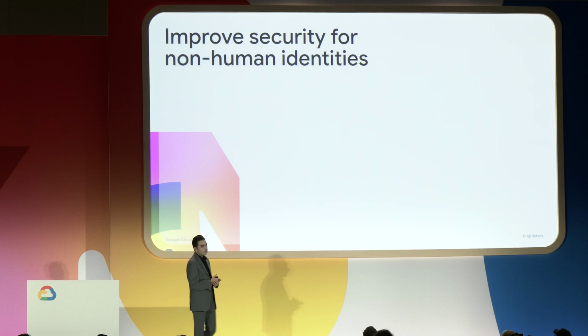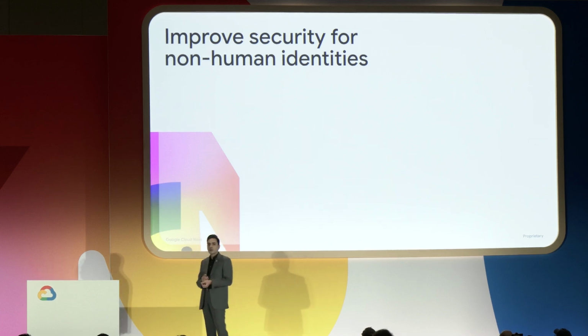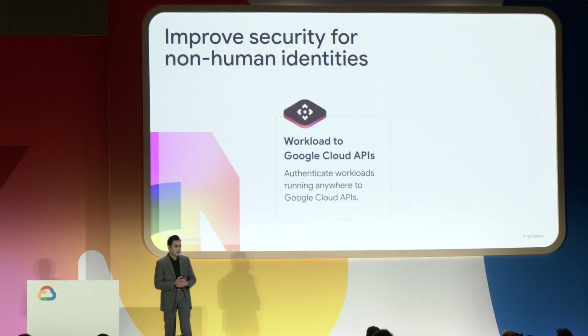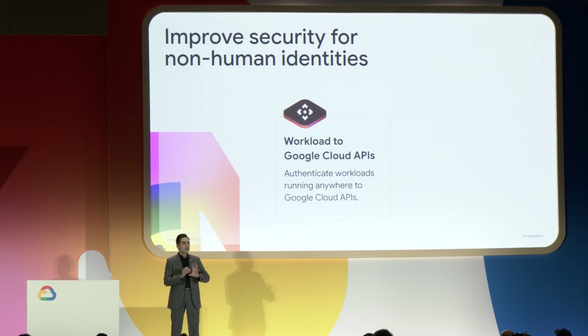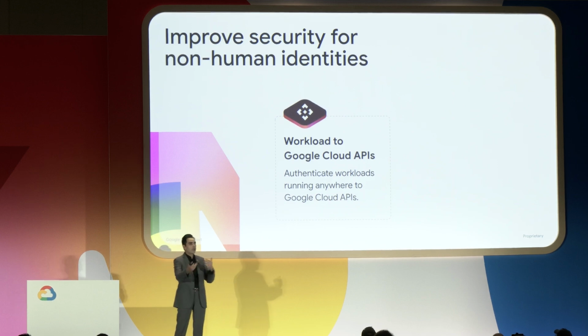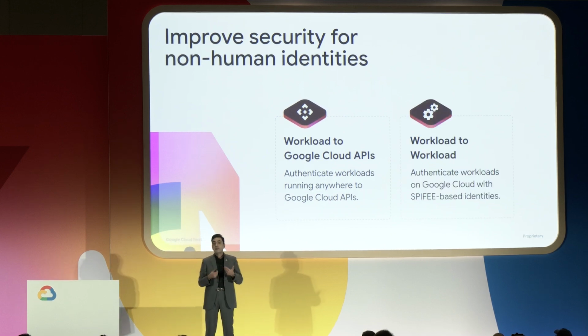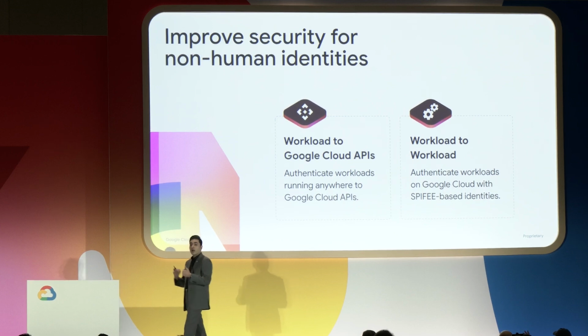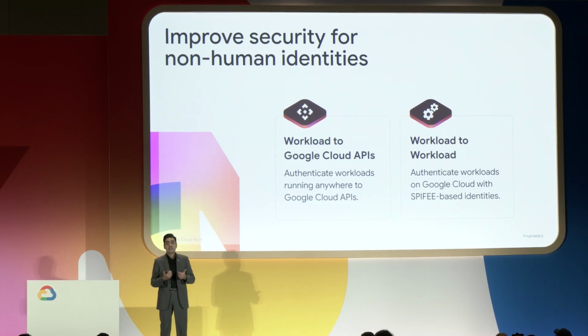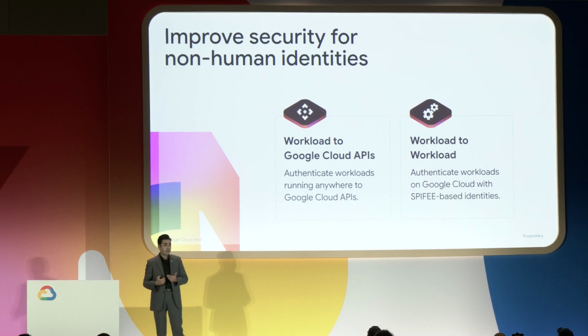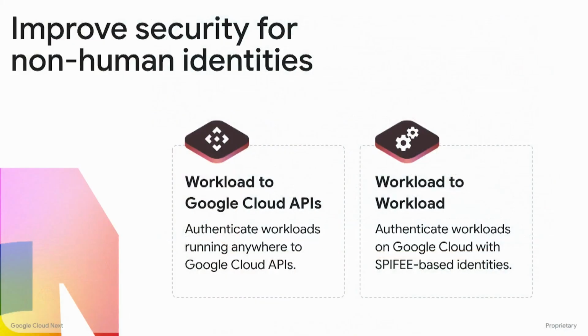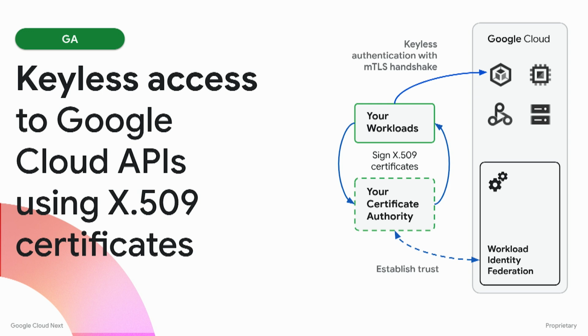Let's talk a little bit about how you improve the security for non-human identities. Now, when it comes to non-human identities, there are two scenarios that you want to focus on. Your workloads, wherever they are, need to be able to talk to Google Cloud APIs. And your workloads in the cloud need to be able to talk to each other. We are making investments in both of these cases. So while in the human identity case, we want to make it easy for you to get started with your existing IDP, for non-human identities, we have aspirations and every intent to become your IDP for non-human identities. And the way we make that happen is by investing in both of those scenarios.